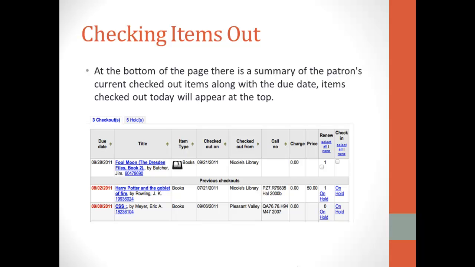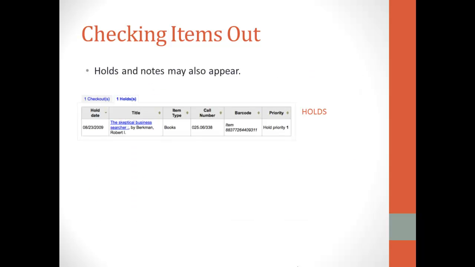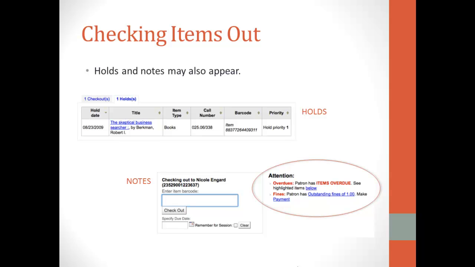At the bottom of the page, there is a summary of the patron's currently checked out items along with due date. Items checked out today will appear at the top. Holds and notes may also appear.